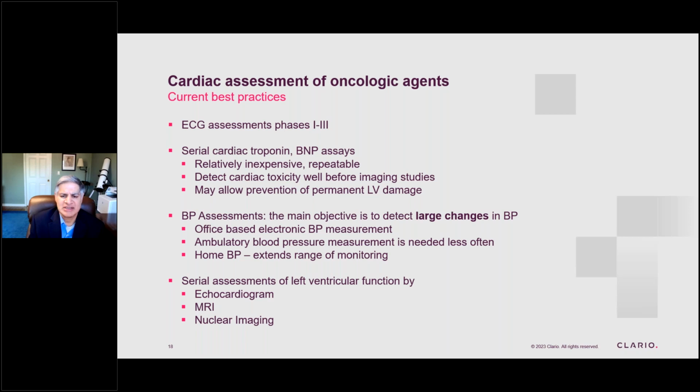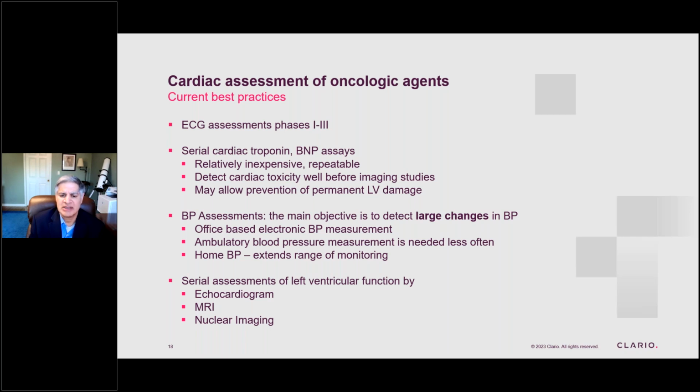You can really consider getting biomarker assessments. High sensitivity troponin biomarker and BNP are both readily available, inexpensive, and easy to assess. This is something that can really help detect myocardial damage earlier on before imaging or other modalities can, and it may actually help prevent permanent LV dysfunction or damage.